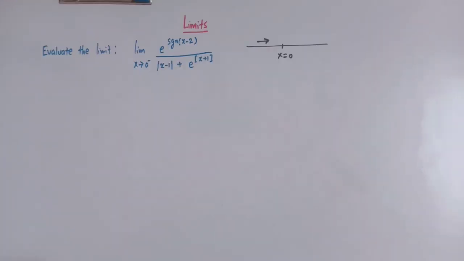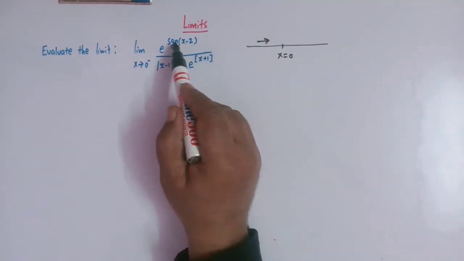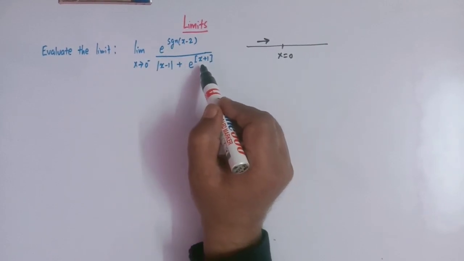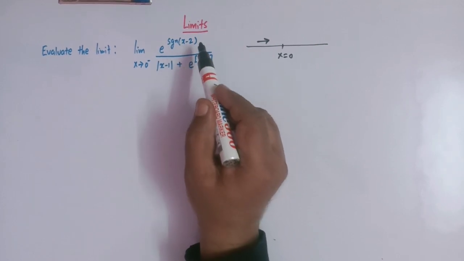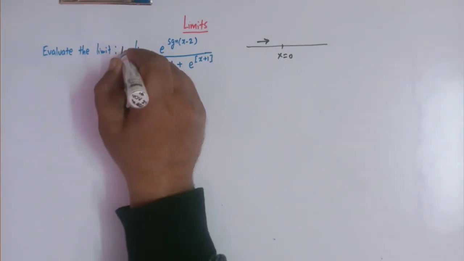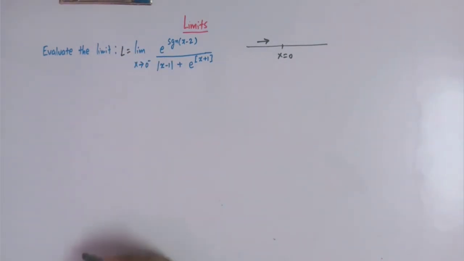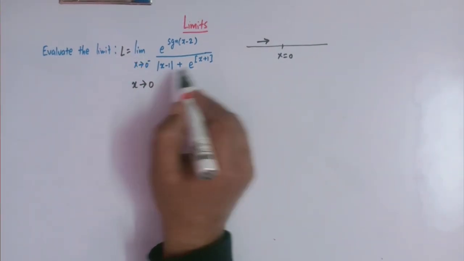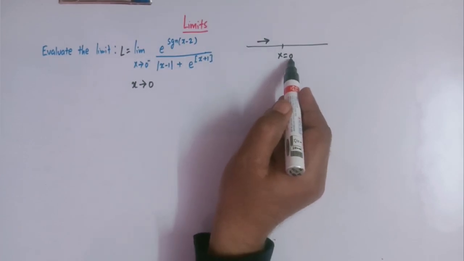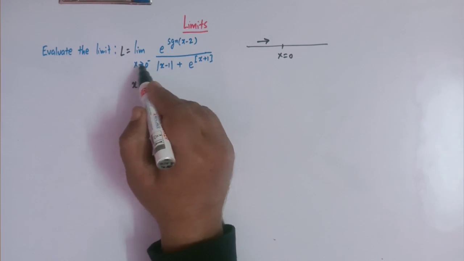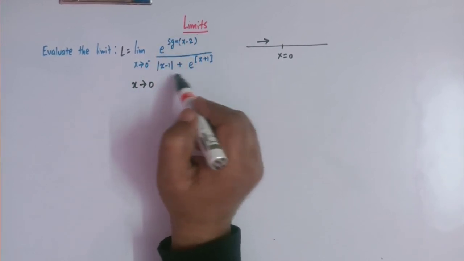So here we'll apply the concept of signum function, the absolute value function and the greatest integer function to evaluate this limit. Let us start and take this limit as L. Here x is approaching 0 from the left of x equal to 0, so we have to find the left hand limit of this function.